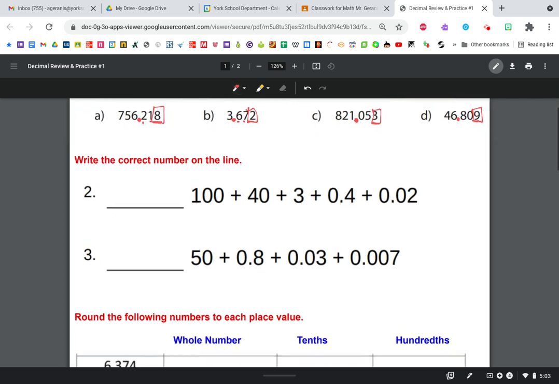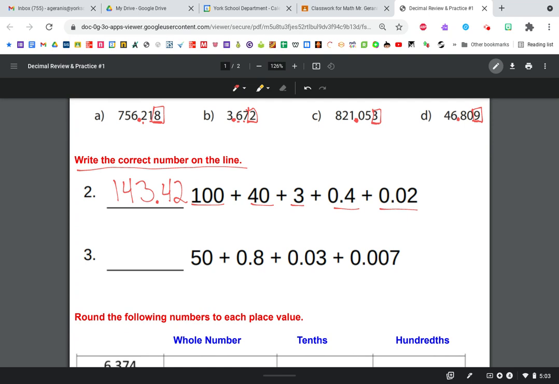Okay, in the next section, you're asked to write the correct number on the line. Well, here we have 100 plus 40 plus 3 plus 4 tenths plus 2 hundredths. So we have 100, 40, 3, and 4 in the tenths place and 2 in the hundredths is 42 hundredths.